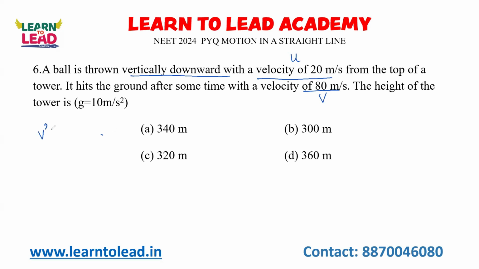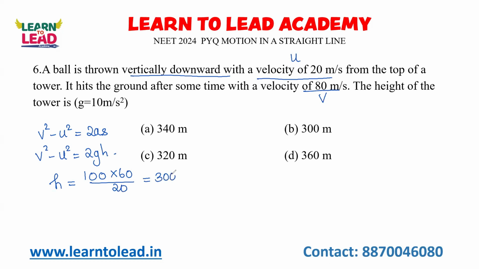Since the final velocity, initial velocity and acceleration are given and they ask for distance, we should know the third equation of motion, v square minus u square is equal to 2as. Okay, v square minus u square is equal to 2 times acceleration due to gravity g times the height traveled h. So h is equal to 100 into 60 by 20, substituting the values, which is equal to 300 meters. So the height of the tower is 300 meters. Okay.